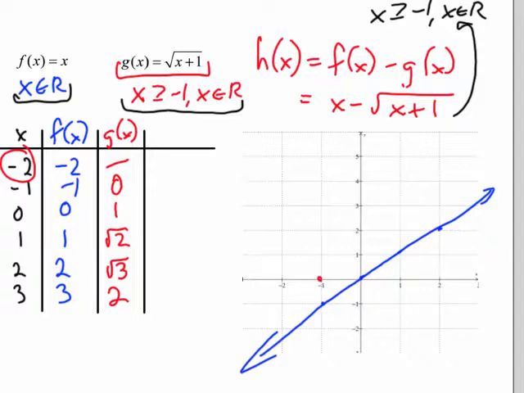And I know what this graph is anyway. It's a basic square root function shifted 1 to the left. And my new function now is the difference of the y values of the original functions. So starting here, subtract them.